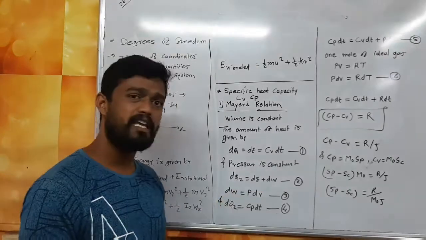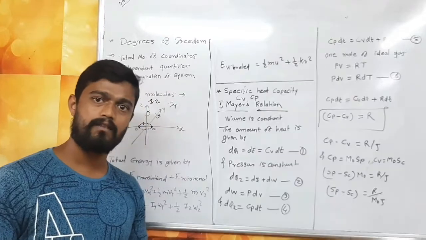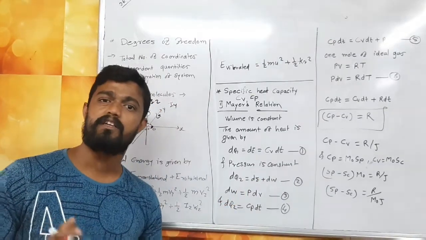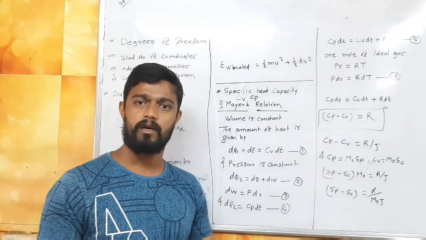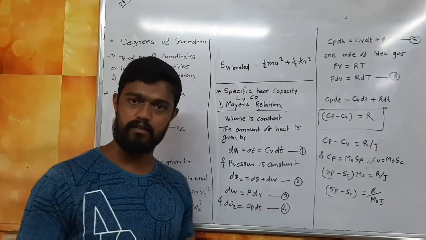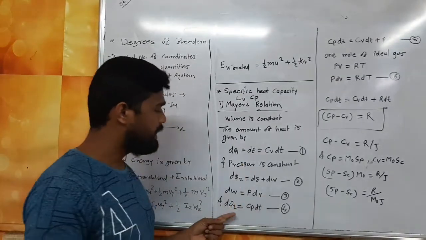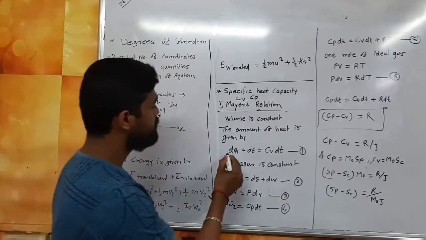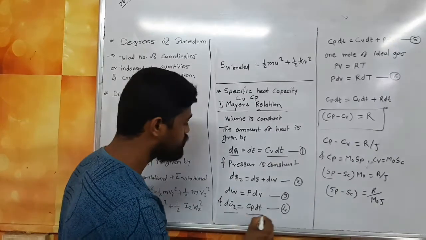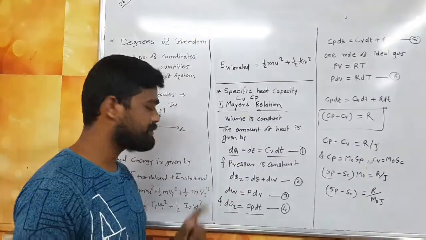So it depends on dE plus dW. dW is defined as work done, and the work done depends on pressure into volume. So we get dW is equal to PdV. Equation number 3. Now we put dQ1 is equal to Cv dT, equation 1, and dQ2 is equal to Cp dT, equation 4. So you get these two equations.